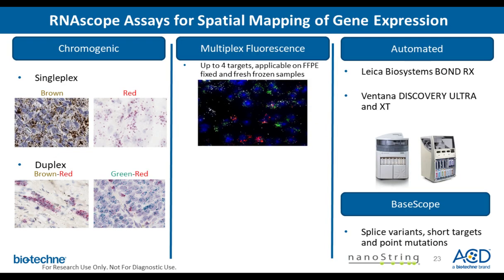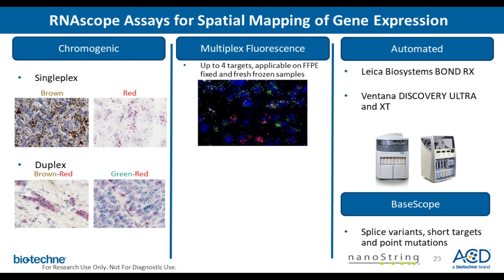In this next slide, I'm going to elaborate a little bit about the product line that we offer. We offer RNA-scope as a part of manual assay or on automated platforms. In the manual assay, we have chromogenic assay and fluorescent assay. In chromogenic assays, we have the single-plex assay, and we also have the duplex assay available in different chromogenic dyes. In the multiplex assay, fluorescent assay, we currently have an assay that can detect up to 4 target genes on the same sample. And this can be done on FFPE tissues, fixed frozen, and fresh frozen samples.